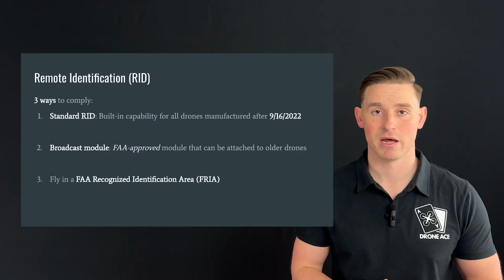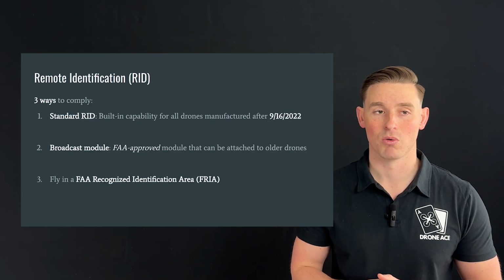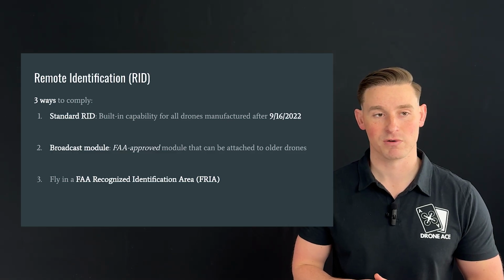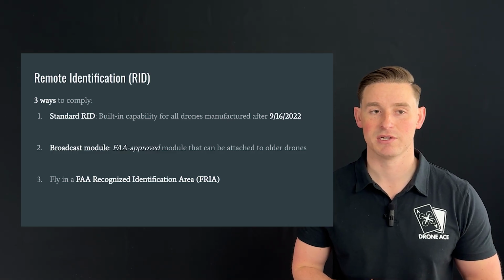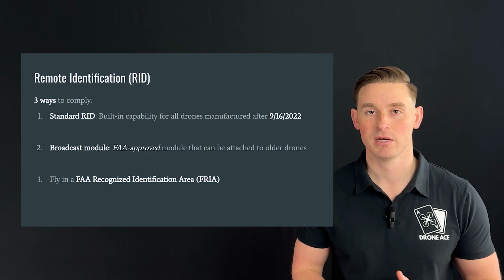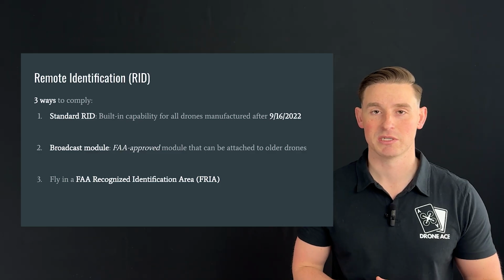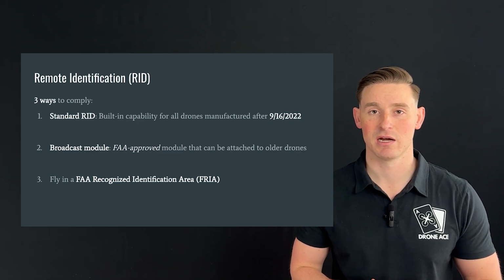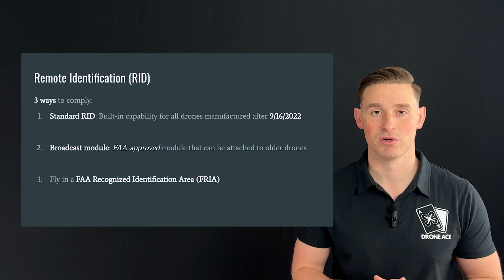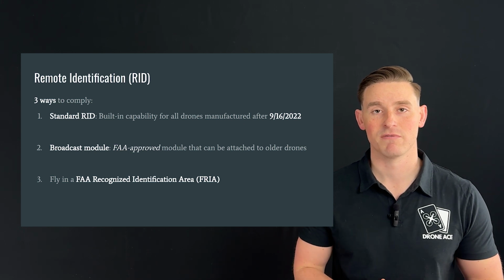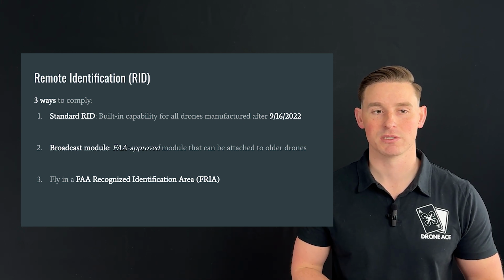The third way to comply, if you don't have standard ID or a broadcast module, you can fly in what's called an FAA recognized identification area, or FRIA. These are basically special airspaces around the country that the FAA sets aside for flying clubs to be able to operate drones in a safe, deconflicted environment without remote ID requirements.